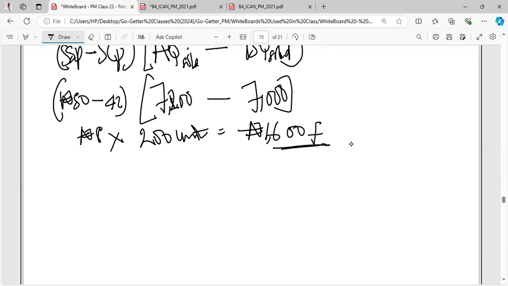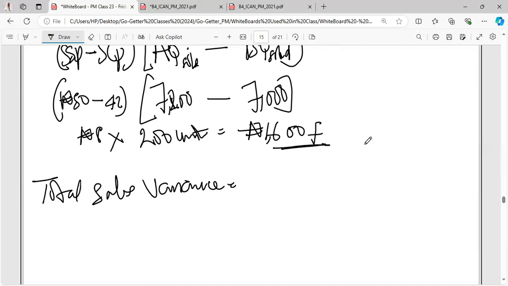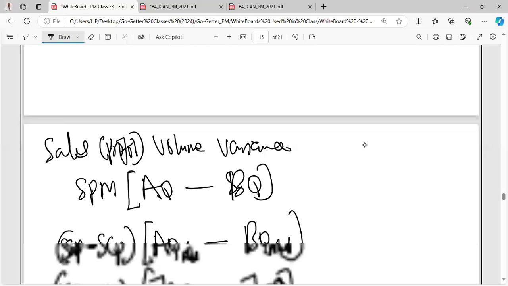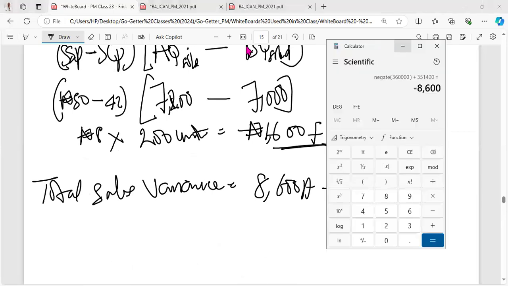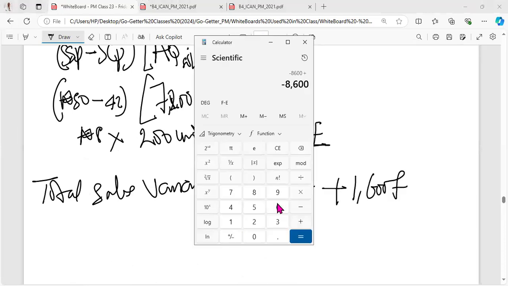So if we are to look at total sales variance, it's going to give us 8,600 adverse plus 1,600 favorable. So the bigger one will minus the smaller one. 8,600 minus 1,600. That gives us 7,000 adverse.